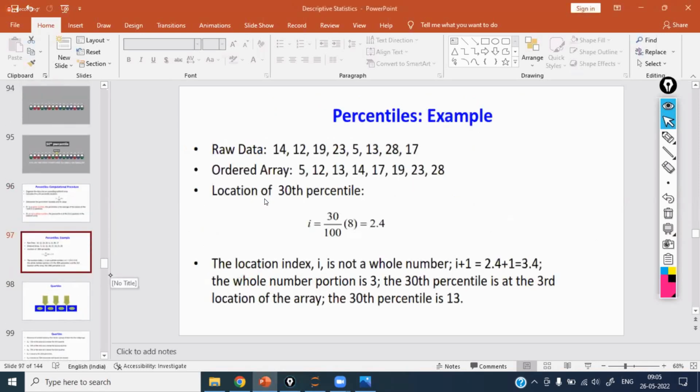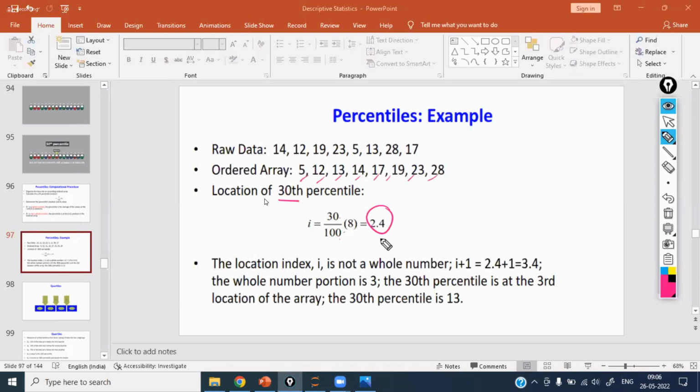So here there is a data set: 14, 12, 19, 23, 5, 13, 28, 17. This is the original data set they have given. For the original data set, first I have to convert to ascending order. Now I want the 30th percentile value. How to calculate the 30th? 30 divided by 100, times the total number of data points, 1, 2, 3, 4, 5, 6, 7, 8. And I have got 2.4.